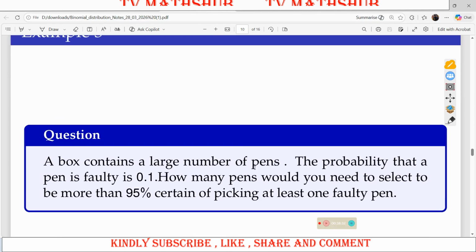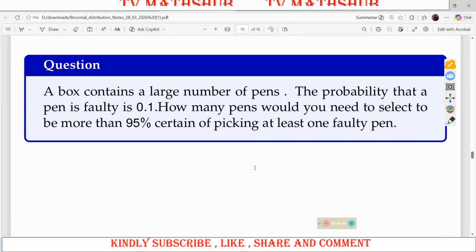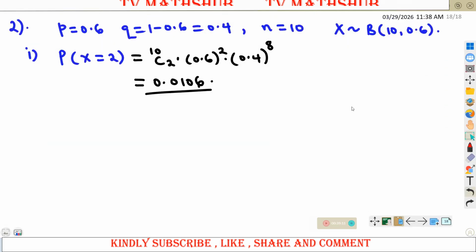And lastly, we shall come to example number 3. Example number 3 says a box contains a large number of pens. The probability that a pen is faulty is 0.1. So how many pens would you need to select to be more than 95% certain of picking at least one faulty pen? So that is what we need to talk about. This we shall try together.